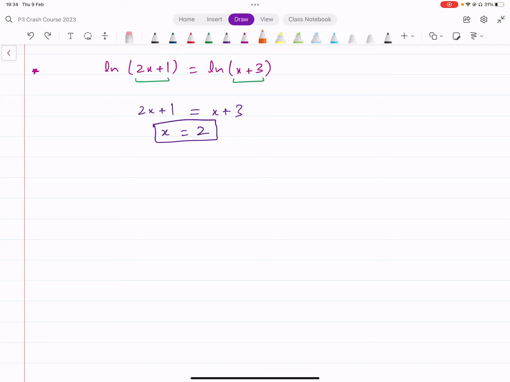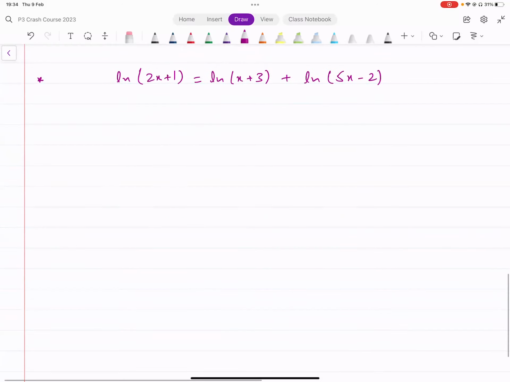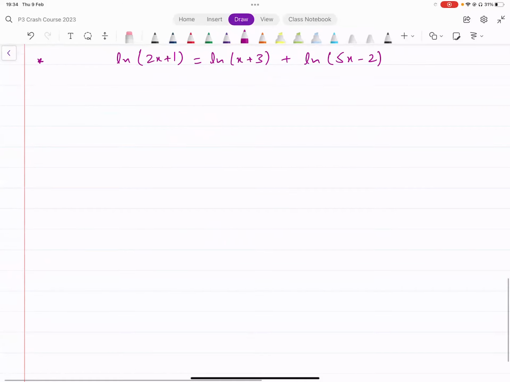For example, let's take another case. Let's say you've got an equation like this. Let's say you've got ln of 2x plus 1 that equals ln of x plus 3, and let's say plus ln of 5x minus 2. So I've added another term here on the right side. Now, how do we solve this equation?